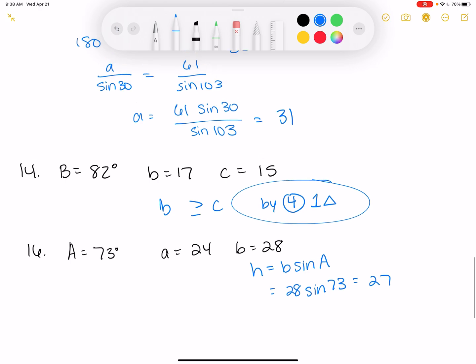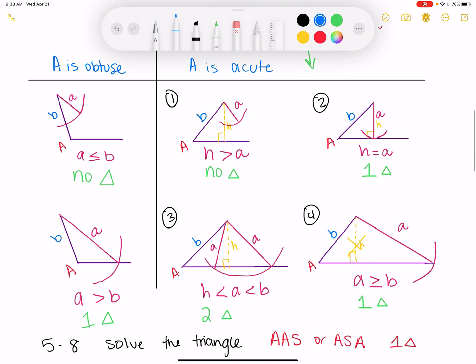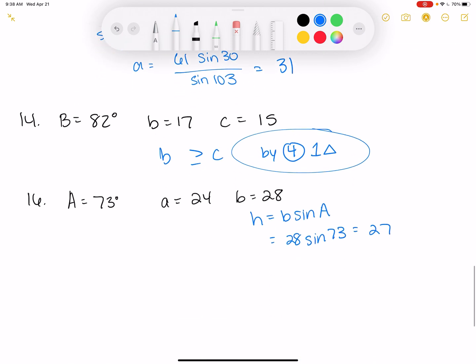That's 6.8. If H is greater than a, I have no triangle. If H is equal to a, I have one triangle. If H is less than a, less than b, I have two. So which one do I have? H is greater than a, so it's going to be no triangle. We have no triangle.